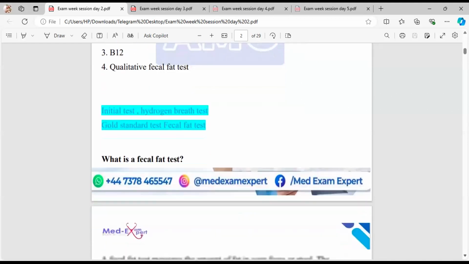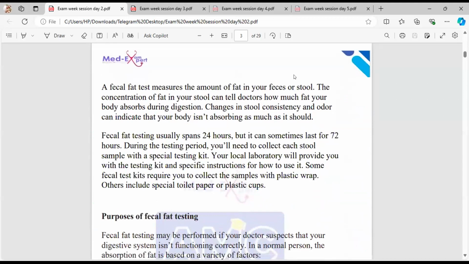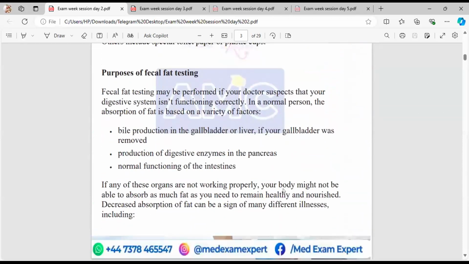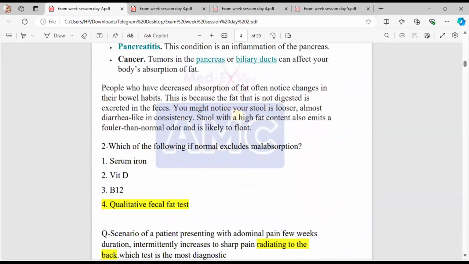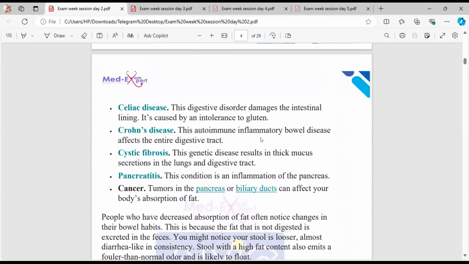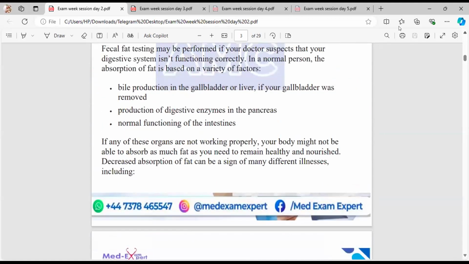Let me show what the fecal fat test is. A fecal fat test measures the amount of fat in your feces or stool. What is the purpose of this testing? A fecal fat test may be performed if your doctor suspects that your digestive system is not functioning correctly. In a normal person, the absorption of fat depends on a variety of factors. If any of these organs are not working properly, your body might not be able to absorb as much fat as you need to remain healthy and nourished. Decreased absorption of fat can be a sign of many different illnesses, including these. These are the problems in which malabsorption can happen, or we can say the quantity of fat absorption is decreased.